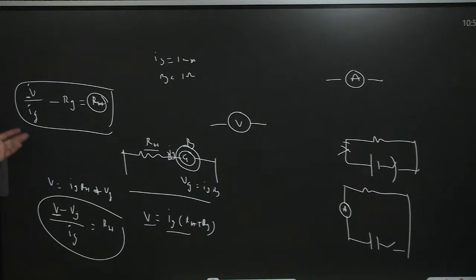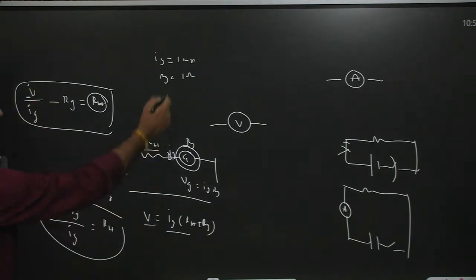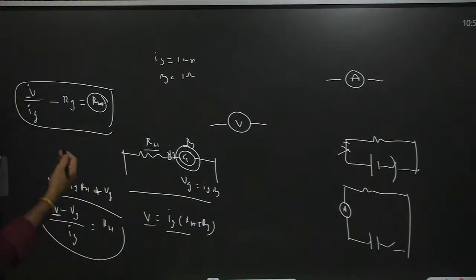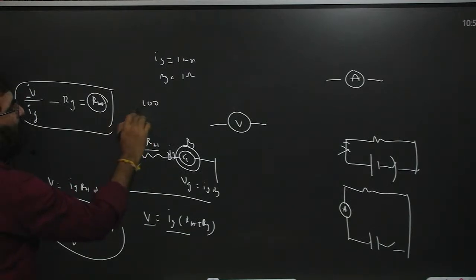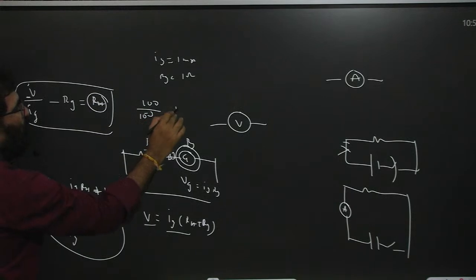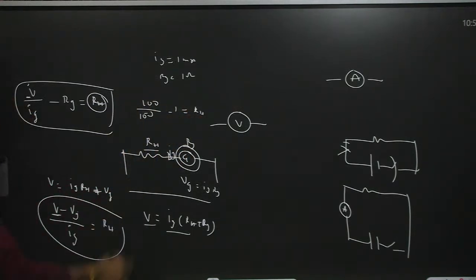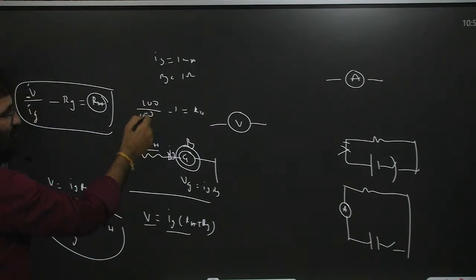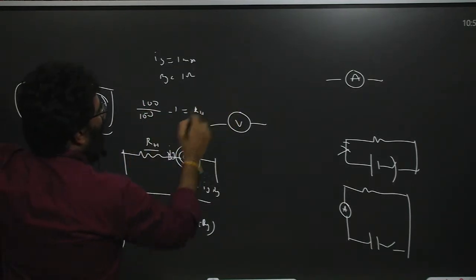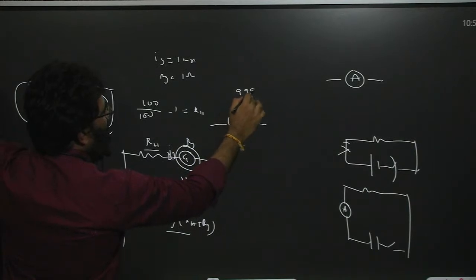So this is how much now? This is 1 millivolt, Ig into Rg, 1 millivolt. So to increase to 100 volts, 100 by Ig is how much? 10 power minus 3 amperes, minus 1 ohm, is equal to what? How much series resistance do you have to connect to the galvanometer? So 10,000. Sorry, 1 lakh. 1 lakh minus 1, 9 lakh.